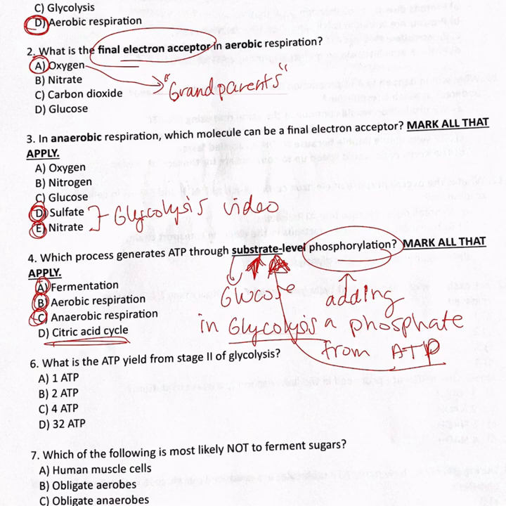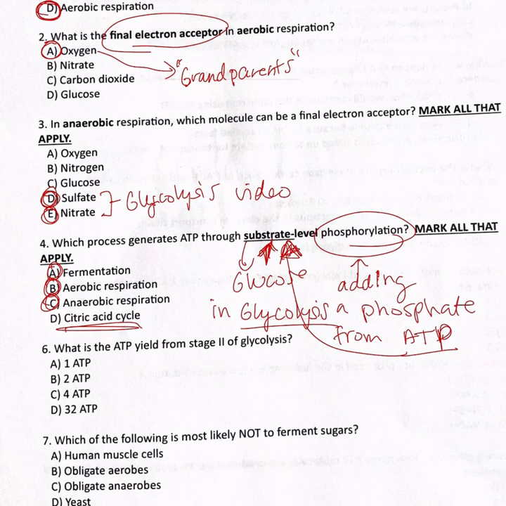If you remember the first step in glycolysis, from glucose to glucose 6-phosphate, that was phosphorylating the substrate. So therefore, it has substrate level phosphorylation in glycolysis only. And then number 6. What is the ATP yield from stage 2 in glycolysis? In stage 2, we are making 4 ATP. If you count stage 1 and stage 2, it will be 2 net ATP, because you use 2 ATP in stage 1.